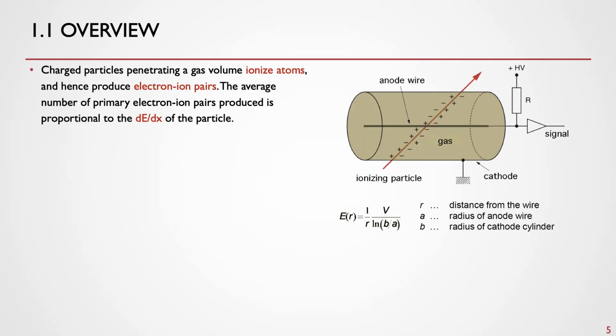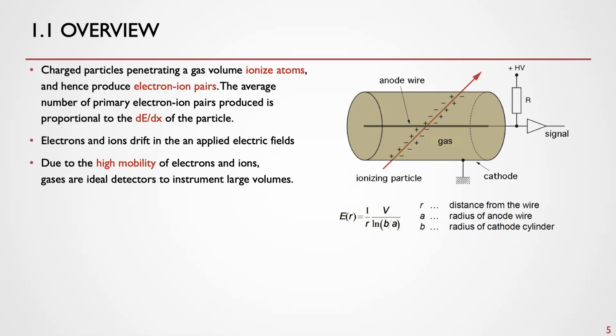In this particular cylinder-symmetric configuration, the electric field is proportional to 1 over r, as I hope you know from the electrodynamics course. So the charged particles, muons for example, penetrate our gas volume, and along the track they produce electron-ion pairs. Okay.